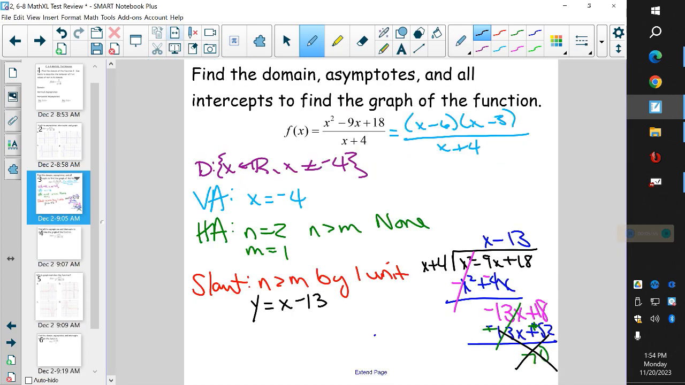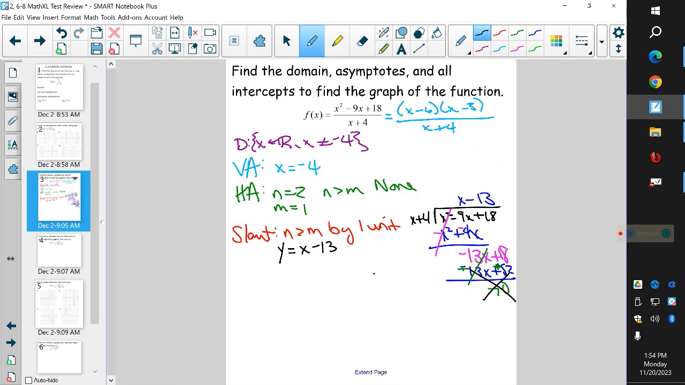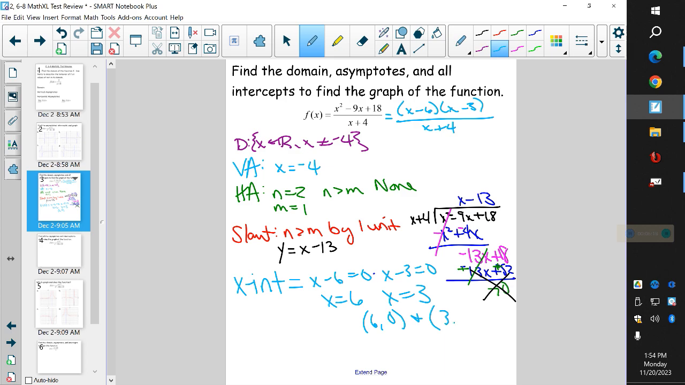The next thing I need to find is my x and my y intercepts. The x-intercept is when y is 0. So that means you're taking the numerator, which is x minus 6, and setting that equal to 0, and x minus 3 equal to 0. So x is equal to 6 and 3. So I'm going to have 6, 0 and 3, 0.